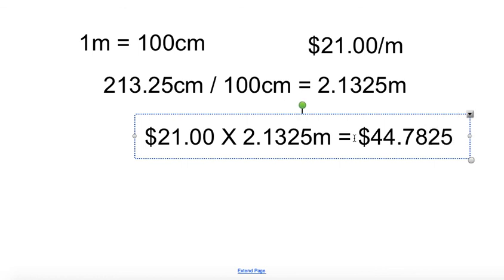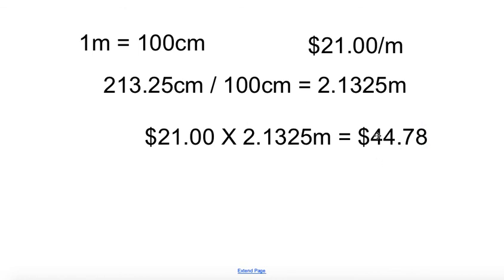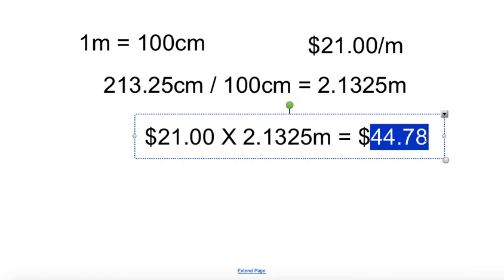44.7825. Now hang on, this is money. We don't need that many decimals. We just need to the second decimal place. So I look to the right, it's a 2, means it just stays an 8. It does not round up to a 9. I can just get rid of that. And that is how much it's going to cost for Mr. McDonald to make me a new ring for my barrel.